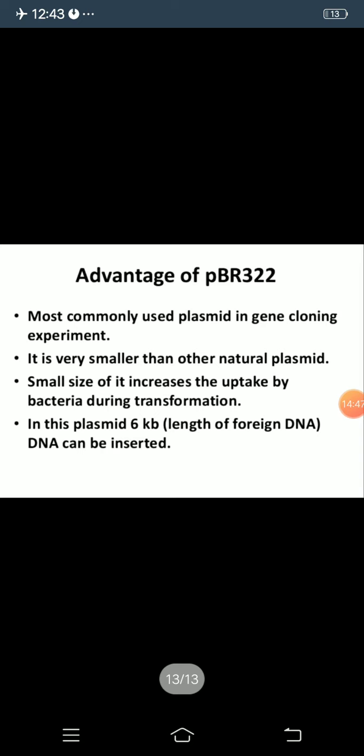So this is all about pBR322, which is a very important vector in recombinant DNA technology. So this is about the plasmid. In our next video we'll go for the cosmid section.